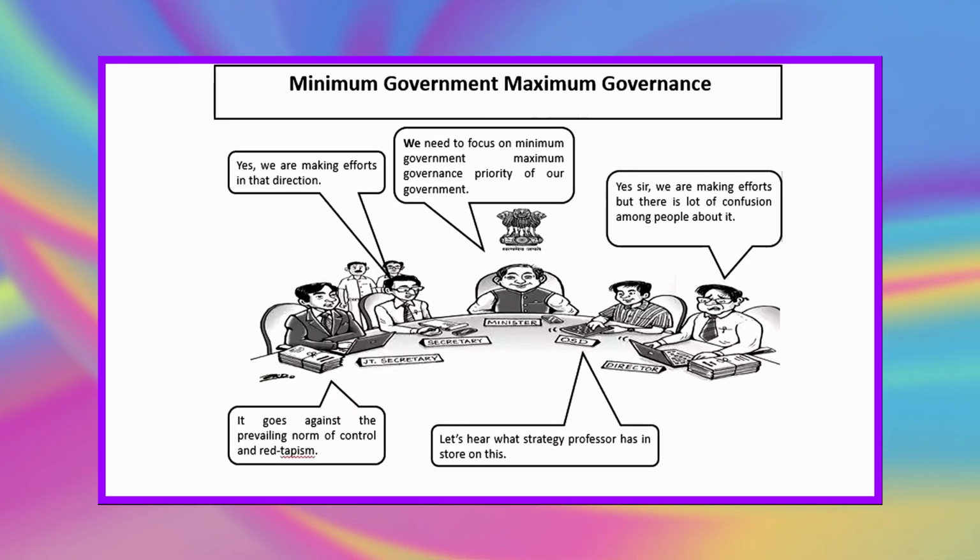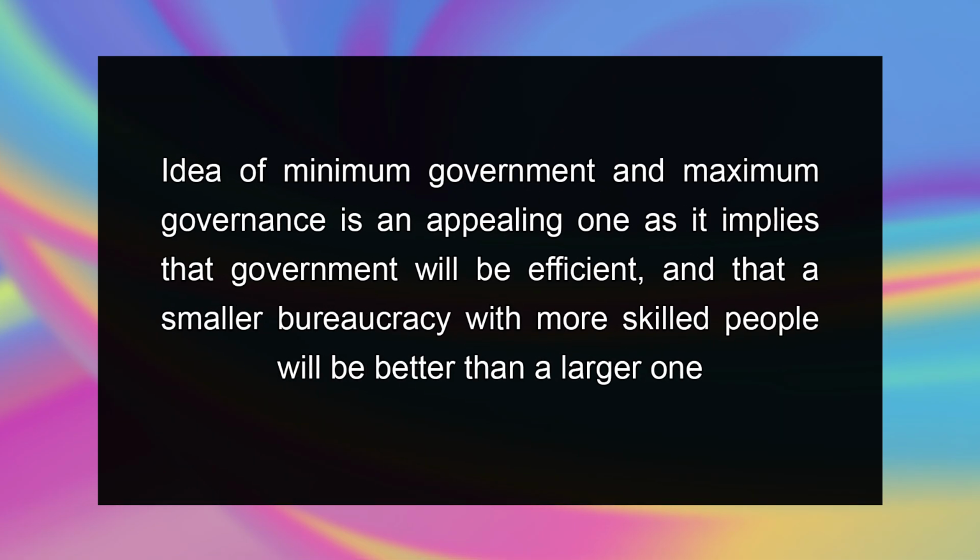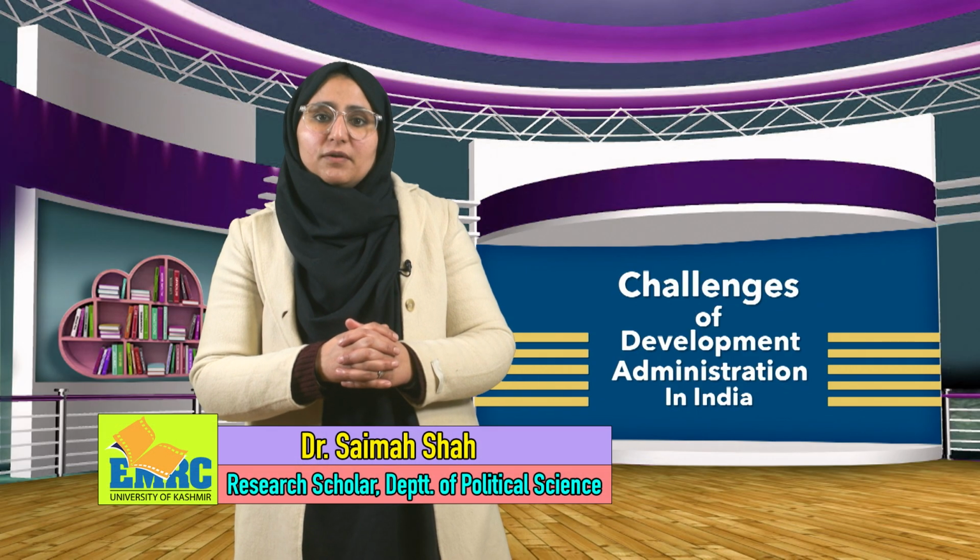Contextually relating the analogy, actually it is minimizing government and maximizing governance, an ideal portrayal of governance in India. The idea of minimum government and maximum governance is an appealing one, as it implies that government will be efficient and that a smaller bureaucracy with more skilled people will be better than a larger one. This implication itself points to at least one condition that must be satisfied for small government to be effective, that is, the presence of skilled people, or more generally, the placement of the right person in the right position. The present system is found wanting in this regard, with civil servants often lacking the experience or domain knowledge that their positions require.